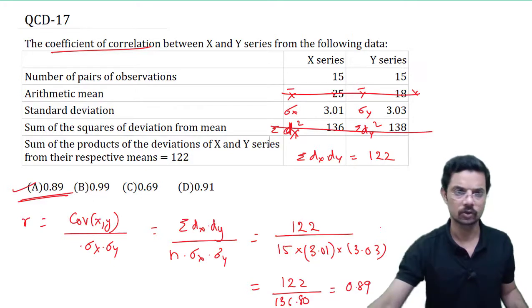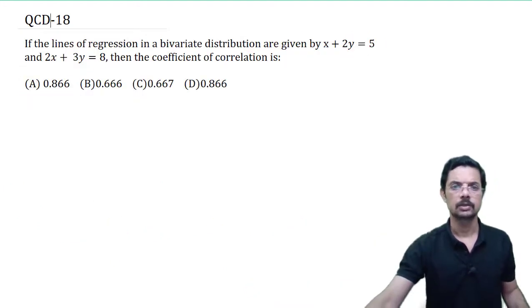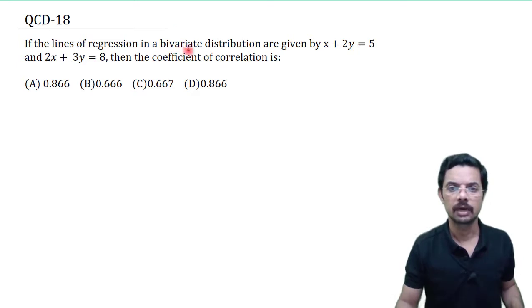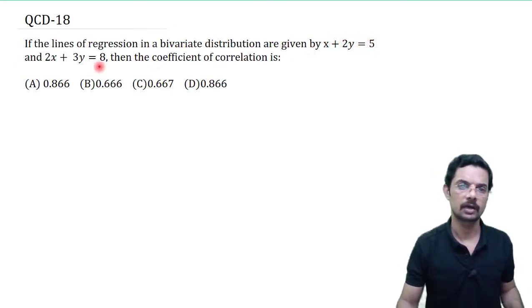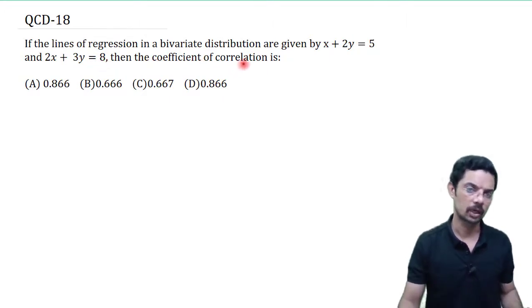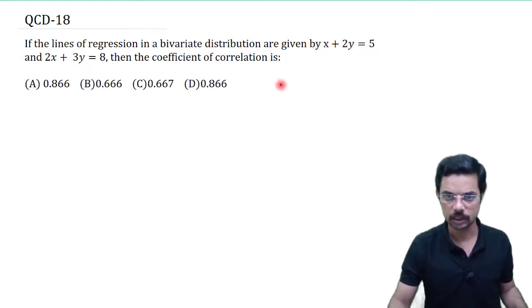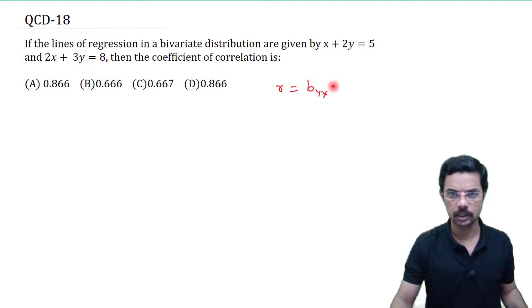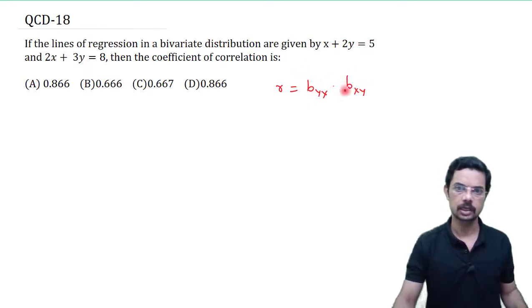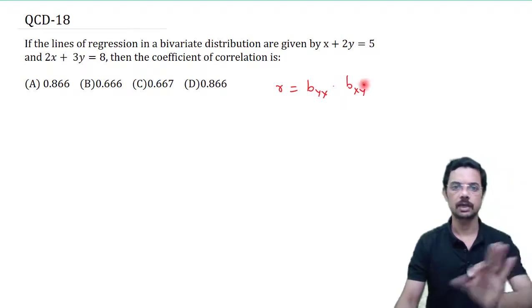So let us move on to the next question, question number 18. If the lines of regression in a bivariate distribution are given by x plus 2y equal to 5 and 2x plus 3y equal to 8, then what is the coefficient of correlation? Here we know that the coefficient of correlation r is equal to the square root of byx into bxy, correct? These are the regression coefficients byx and bxy.